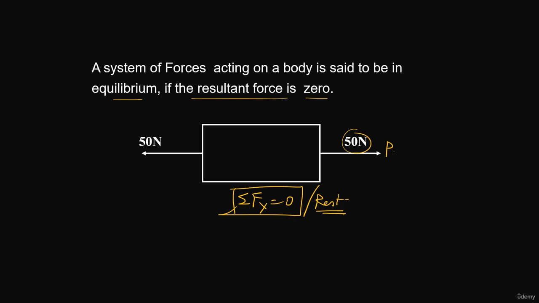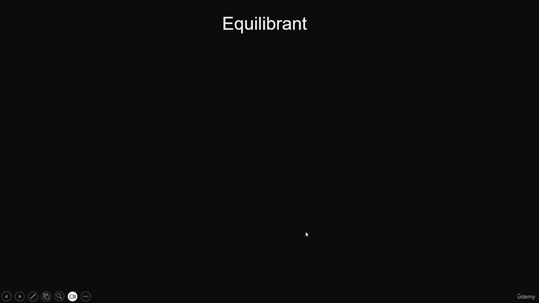Now let's try to understand another very important term called equilibrant. Previously we understood the definition of resultant, and the definition of equilibrant is quite opposite to that. If we break down this word, the equili part is associated with equilibrium. Here equilibrium refers to static equilibrium, or the body which is at rest.